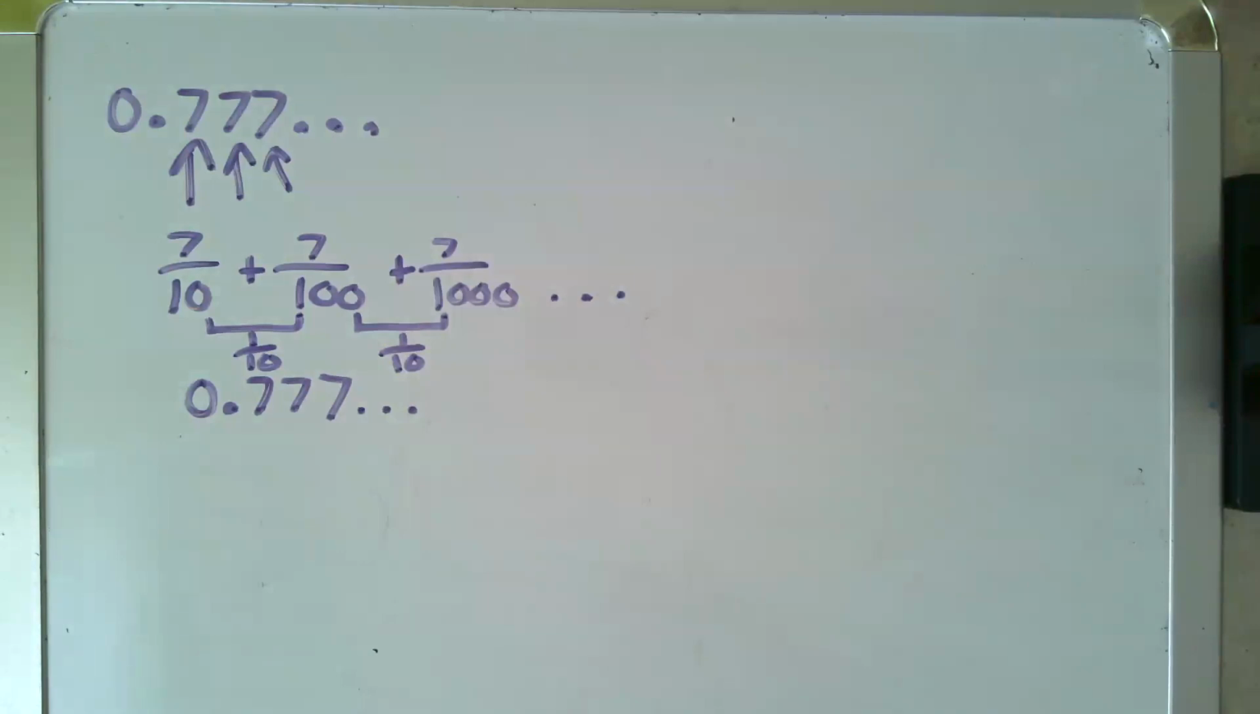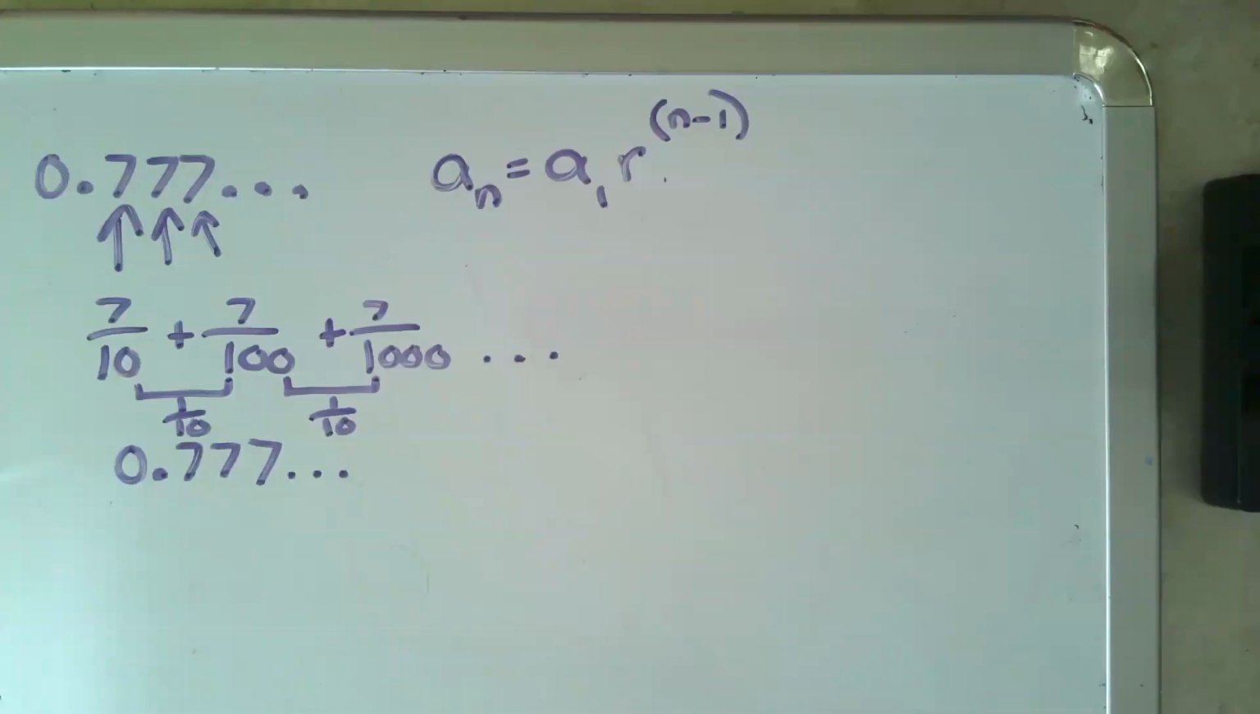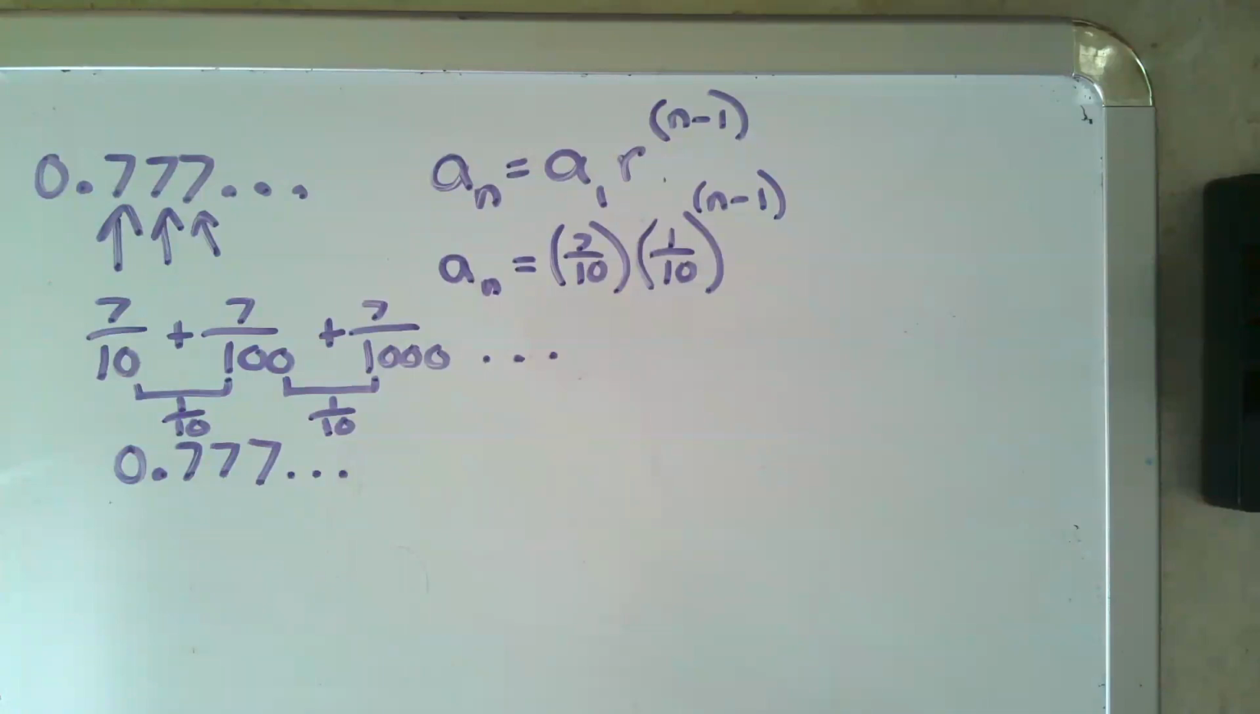So now it's time to write some formulas on the page. First, let's write the general formula for a geometric sequence. So that's a sub n, the value of the nth term, equals a sub 1, the value of the first term, times r, the common ratio, raised to the n minus 1, the number of your terms minus 1. And now let's fill that in with the numbers that we've got here, where 7/10 is our first term, our a sub 1 term, and 1/10 is our r, our common ratio.